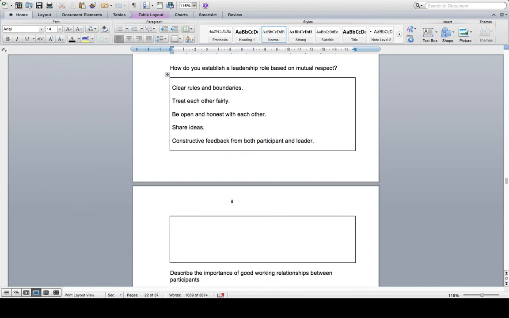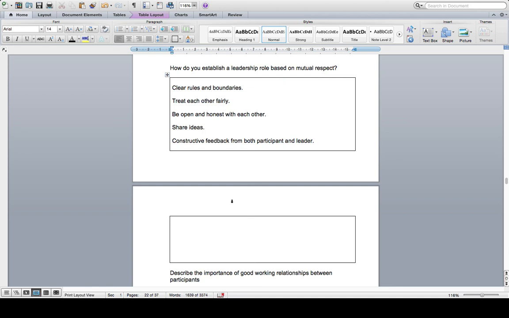Next up, how do you establish a leadership role based on mutual respect? How do you make yourself the leader who is mutually respected by everybody? Obviously, mutual respect means that you respect the learners as well. The way you do that is by creating clear rules and boundaries, and being consistent as well.